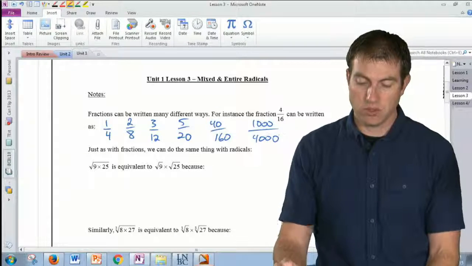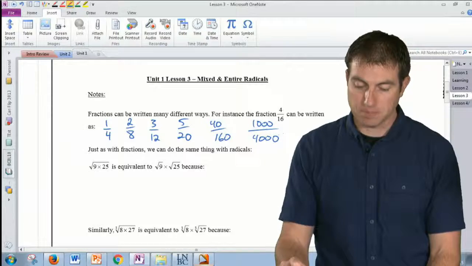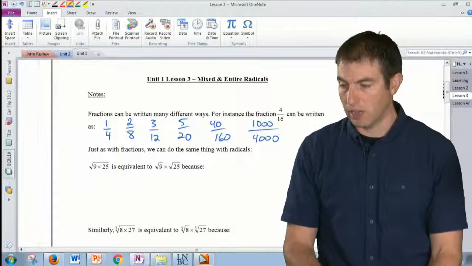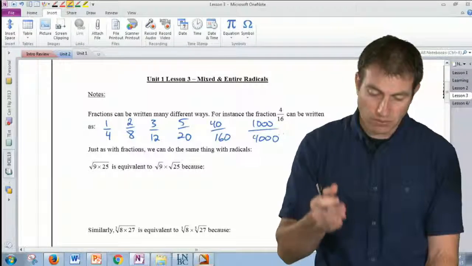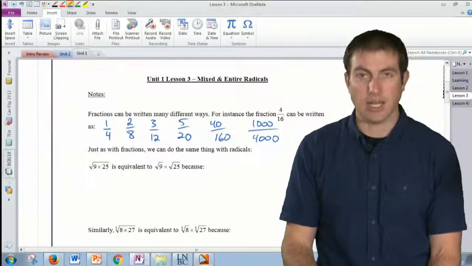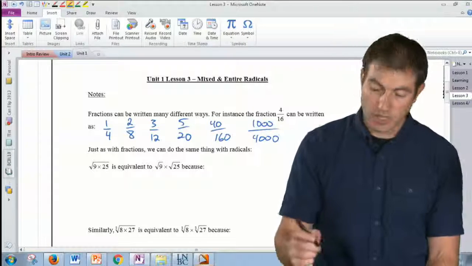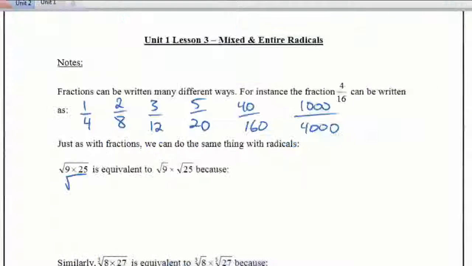So you can do the same thing with radicals. We saw this last day. We did a couple of examples of this. So if I go 9 times 25, I plug that into my calculator, I end up with the square root of 225.